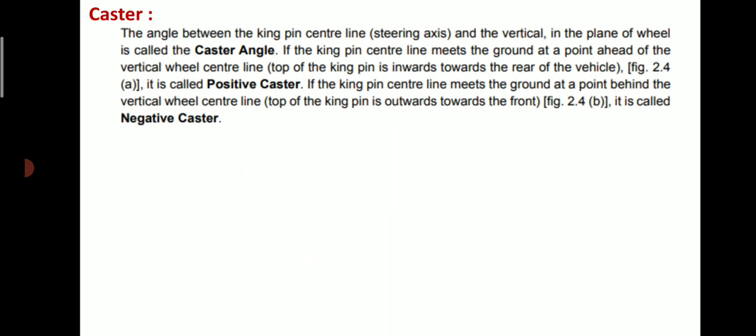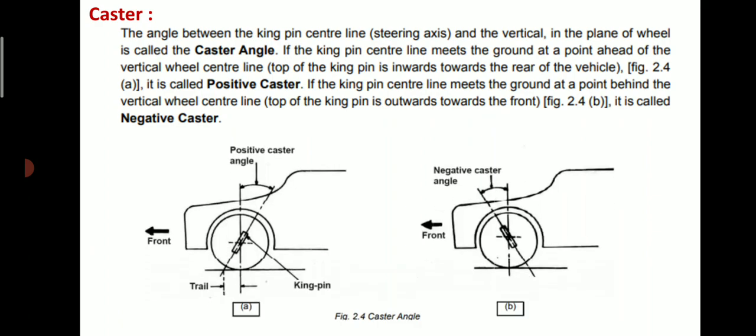So from this we can define the caster. What is caster? The angle between the kingpin center line and the vertical in the plane of the wheel is called the caster angle. If the kingpin center line meets the ground at a point ahead of the vertical wheel center line, as shown in the figure, it is called a positive caster. If the kingpin center line meets the ground at a point behind the vertical center line, it is called negative caster. So figure A indicates a positive caster angle and figure B indicates a negative caster angle.